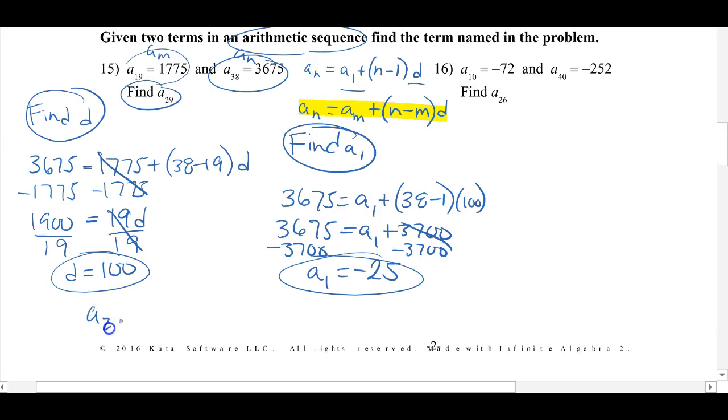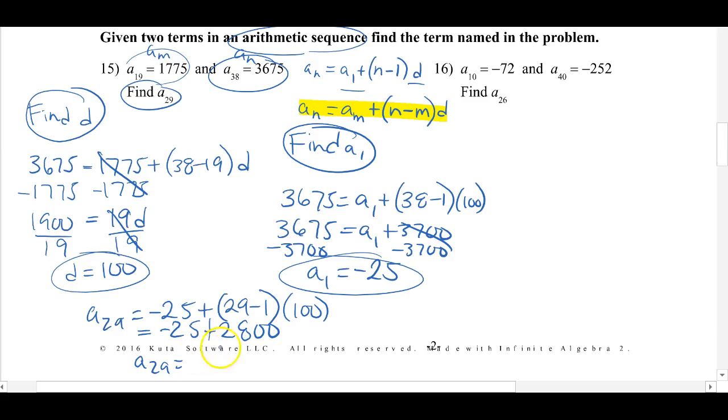So now the 29th term is going to be equal to A1, which is negative 25, plus N, which in this case is 29, because we're looking for the 29th term, minus 1, times 100. So negative 25 plus, well, 29 minus 1 is 28. 28 times 100 is 2800. And so negative 25 plus 2800 would be 2775. And there's our last term.